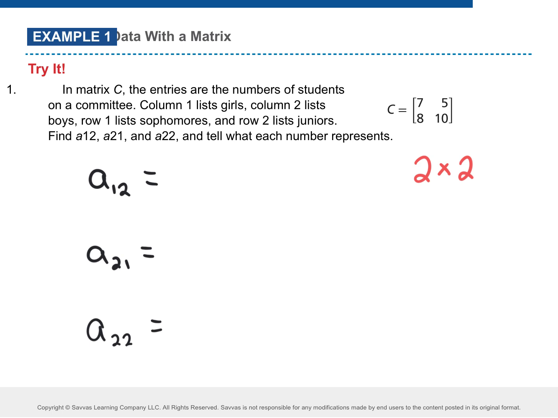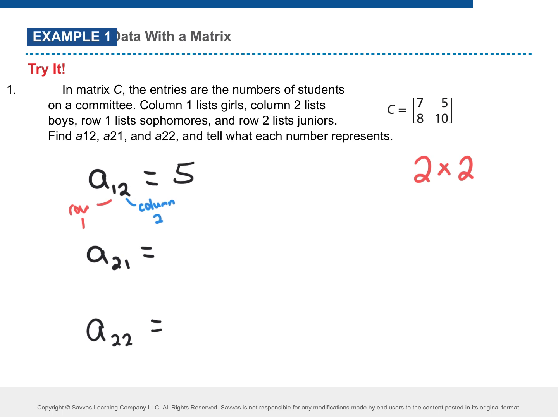Okay. So this first one says A of 1, 2. Let's talk about this. 1 means row 1. 2 means column 2. Which term is in row 1, column 2? 5. Yep.